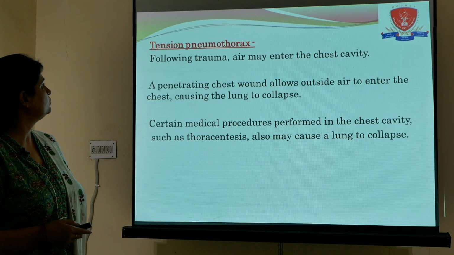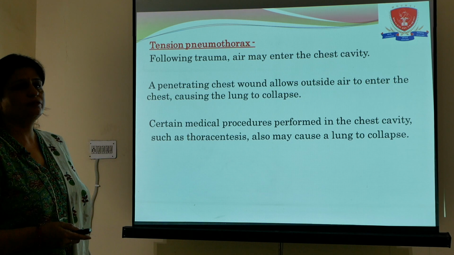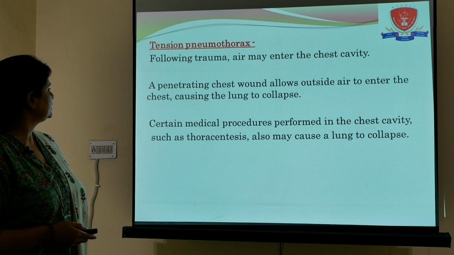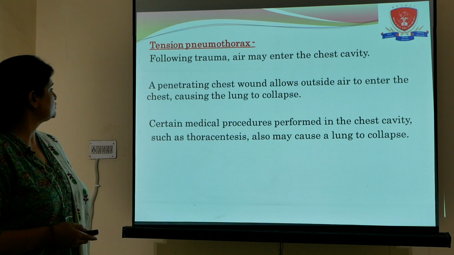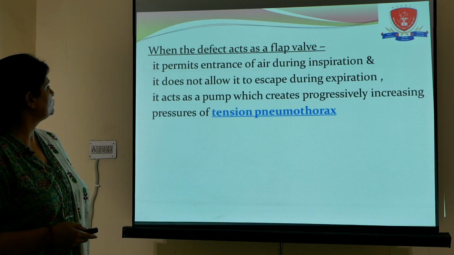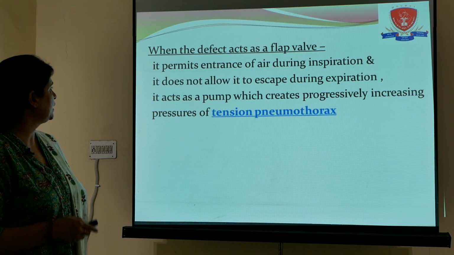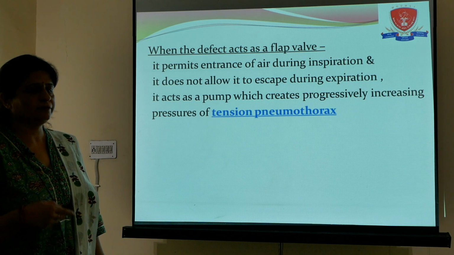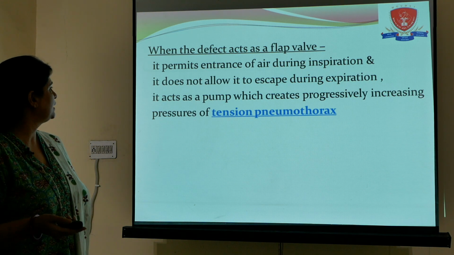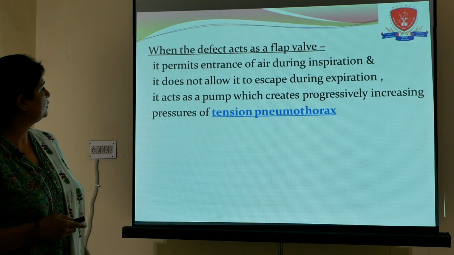Tension pneumothorax occurs following trauma. If there is any penetrating chest wound which allows air from the outside to enter the chest, then the lung may collapse. Certain medical procedures performed in the chest cavity, such as thoracocentesis, may also cause the lung to collapse. In this case the defect acts as a flap valve: during inspiration the air comes in, but during expiration the air is not moving out. Because of that it acts as a pump and the amount of air continuously increases, and that is known as tension pneumothorax.